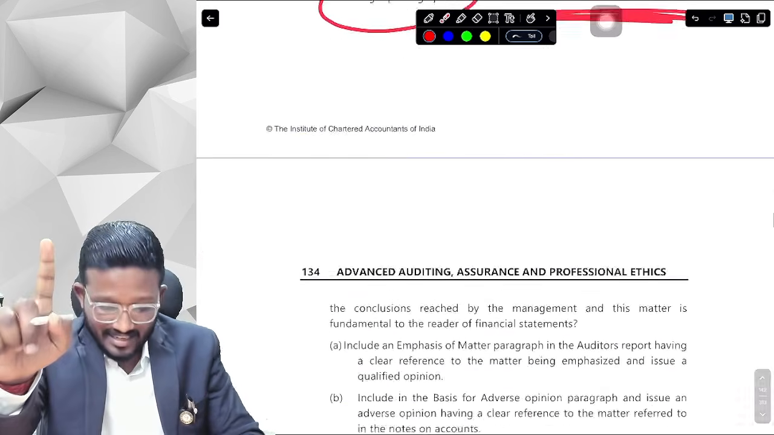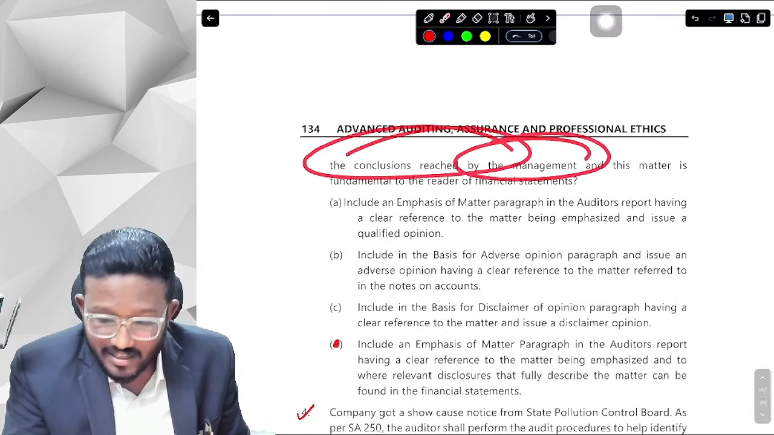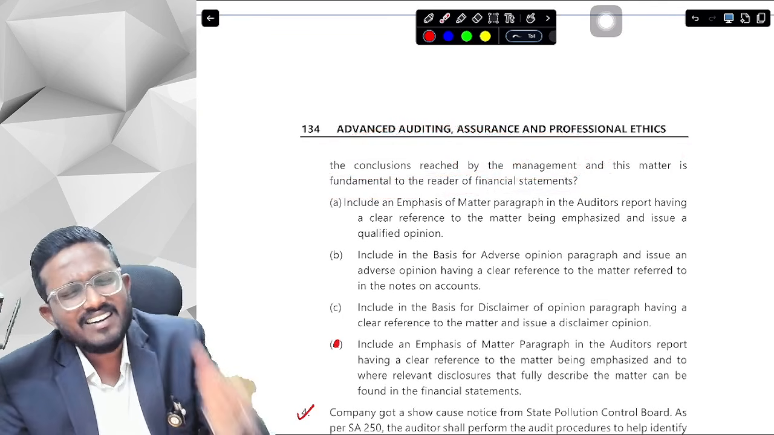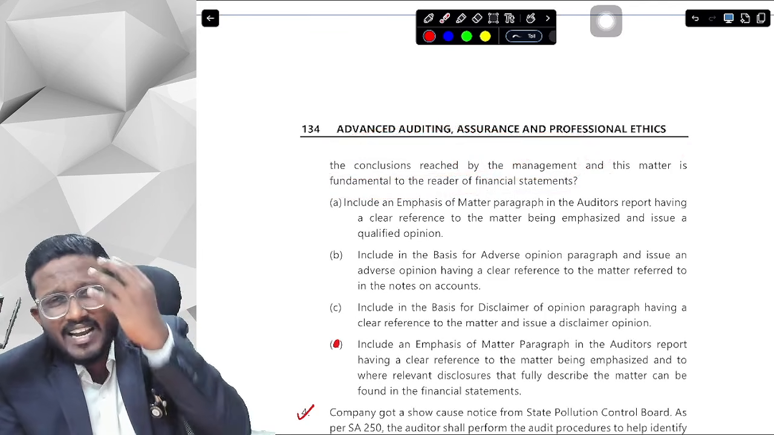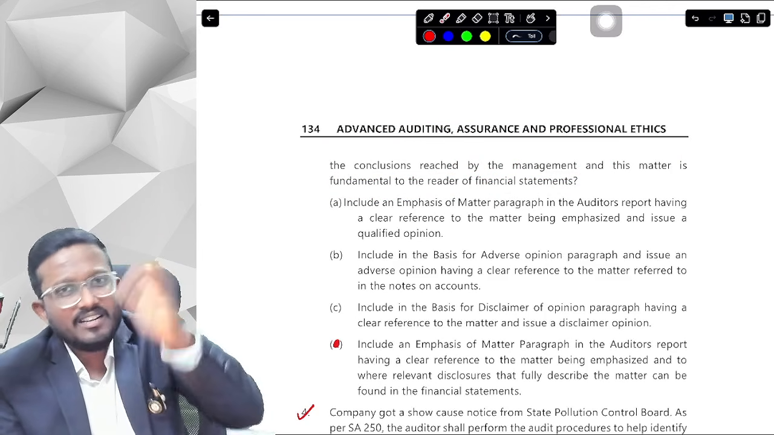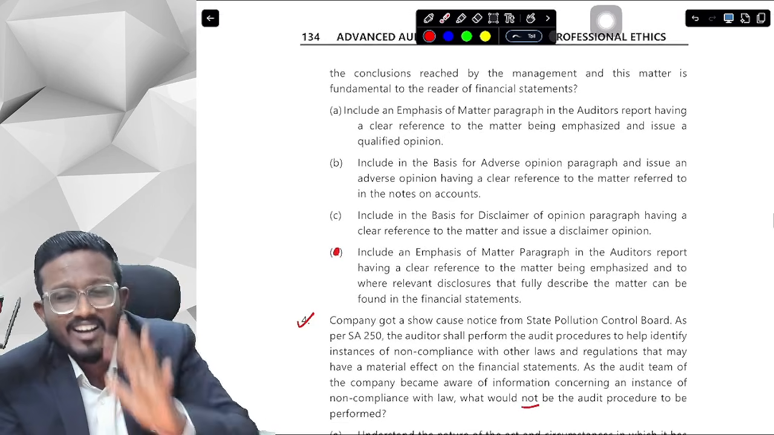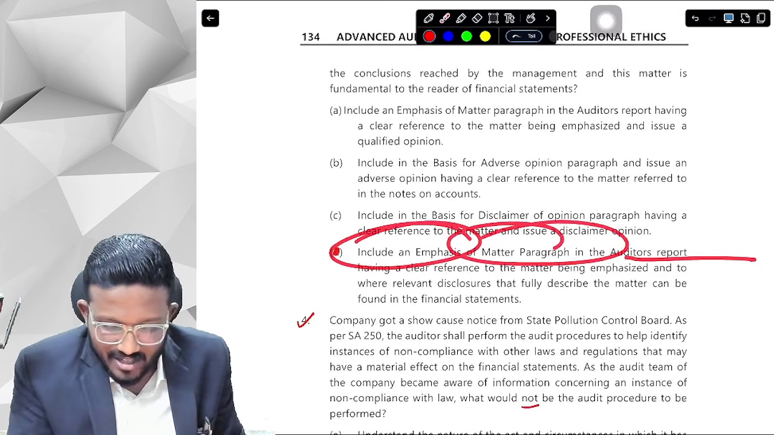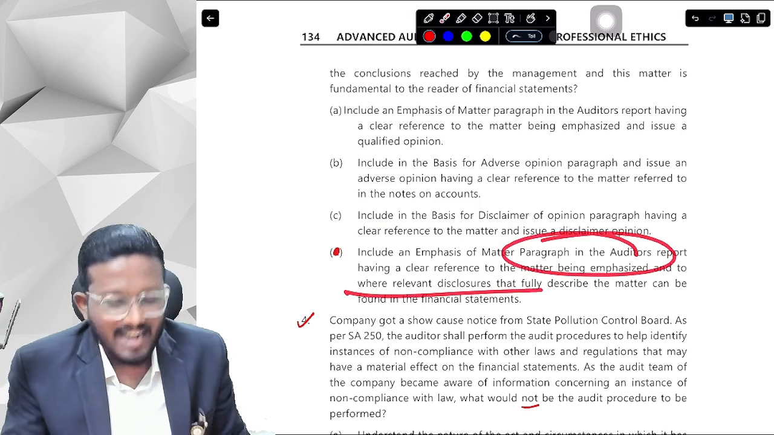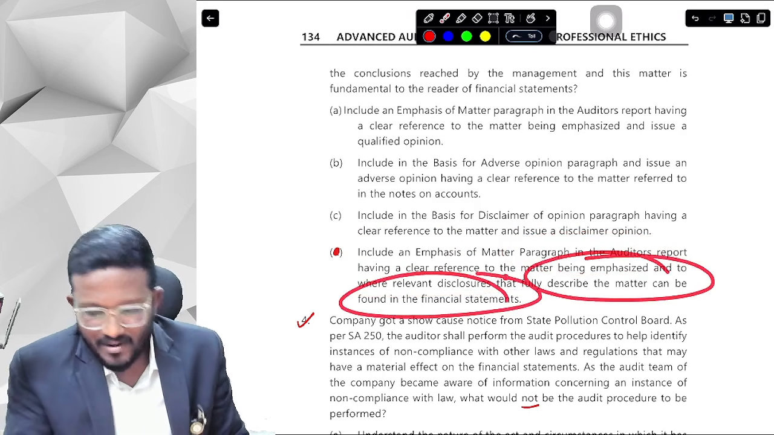If the auditor is satisfied that the conclusions reached by the management and the matter is fundamental to the reader of the financial statements. Sir, this is way too much. This is very simple, because it is fundamental to users' understanding of the financial statement. This is already disclosed in the financial statements. And what we will include, sir? We will include an emphasis of matter paragraph in the auditor's report, and we will just refer to the matter that is emphasized and where the disclosures can be found in the financial statements.